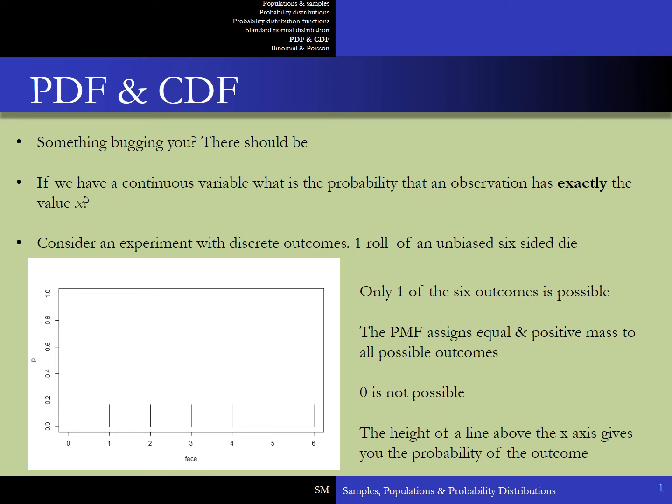The probability mass function, which is the analogue of the probability distribution function for discrete variables, assigns equal and positive mass to all possible outcomes. Of course, 0 is not possible, but 1, 2, 3, 4, 5, and 6 are all equally probable. Now, in this case, the height of the line above the x-axis directly gives you the probability of the outcome.